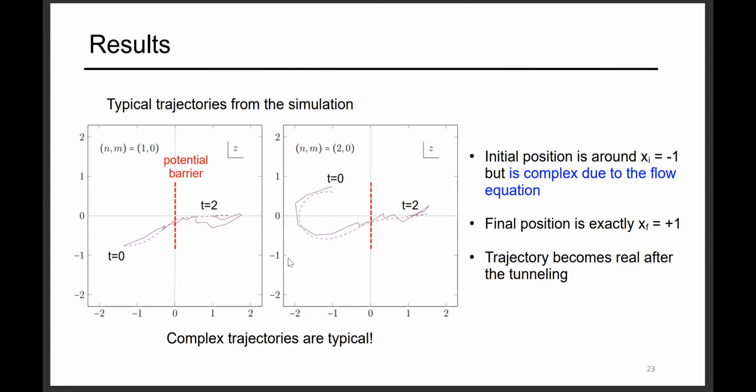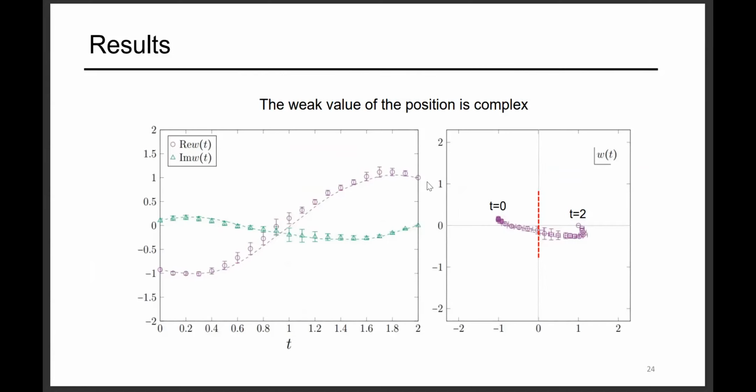Another very interesting thing is that before the particle crosses the barrier, it is in the complex plane, but after it crosses the barrier, it becomes mostly real. And this is the weak value of this simulation. We compute the weak value as well. The dashed line here is the one that we compute using direct diagonalization, and the data points are the ones computed using the Monte Carlo simulation. So the agreement is good. And this is the weakly measured trajectory on the complex plane.